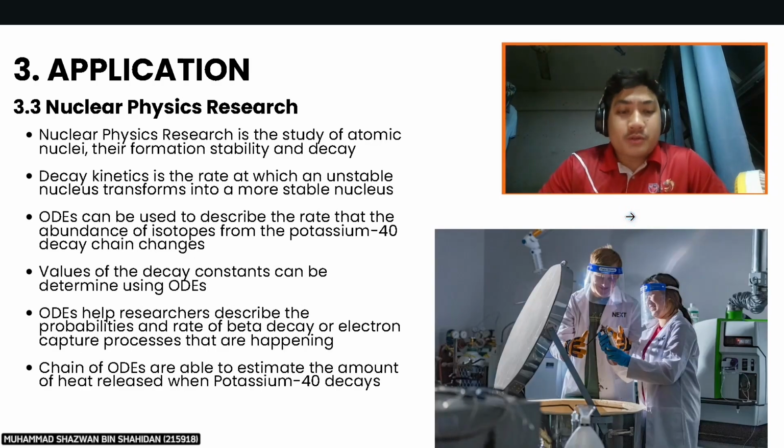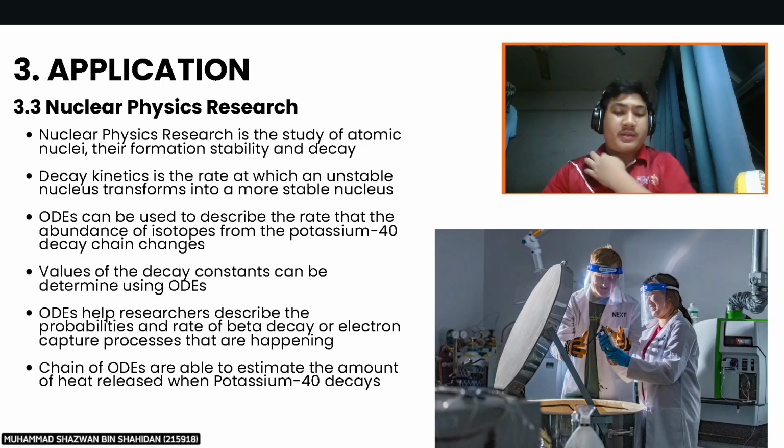ODEs are also used in nuclear physics research, which is the study of atomic nuclei, their formation, stability, and decay, with the goal to understand the fundamental nuclear forces in nature, their symmetries, and the resulting complex interactions between protons and neutrons in the nucleus. Potassium-40 is of interest in this field due to its radioactive properties and its decay processes.